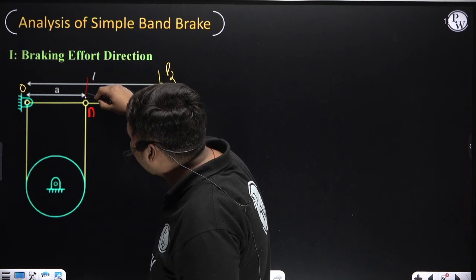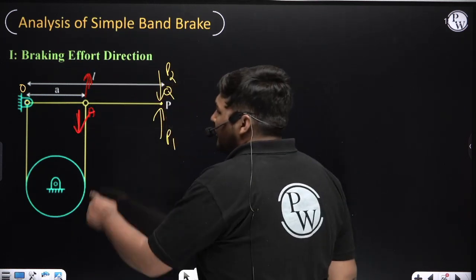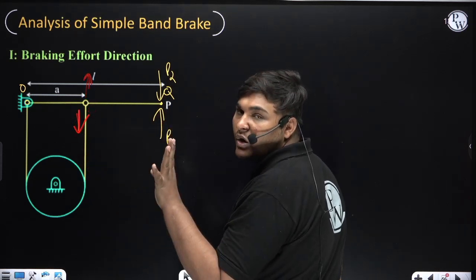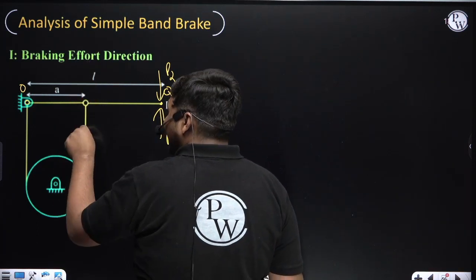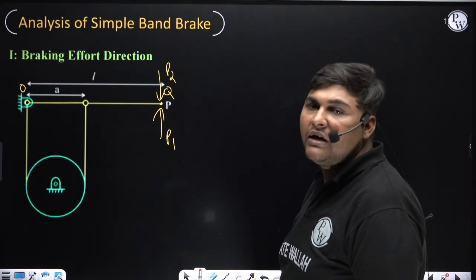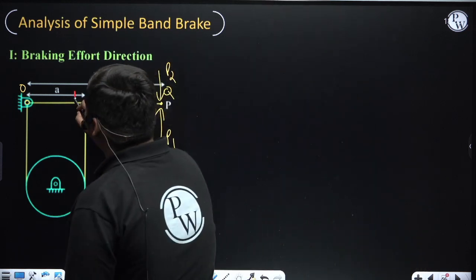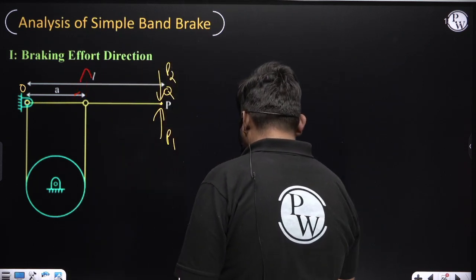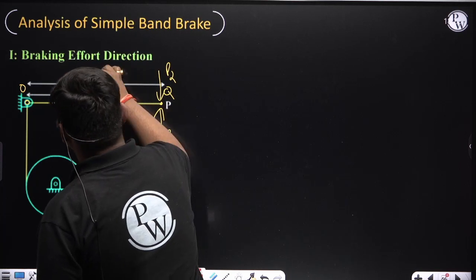The motion of this point A should be upward or downward. Definitely, if point A is coming downward, it will fold the band, means it will not try to elongate the band. But if the motion of this point A is upward, it will try to elongate the band, means the band will be in tension. So if we want the band to be in tension, the motion of this point A should be in upward direction.